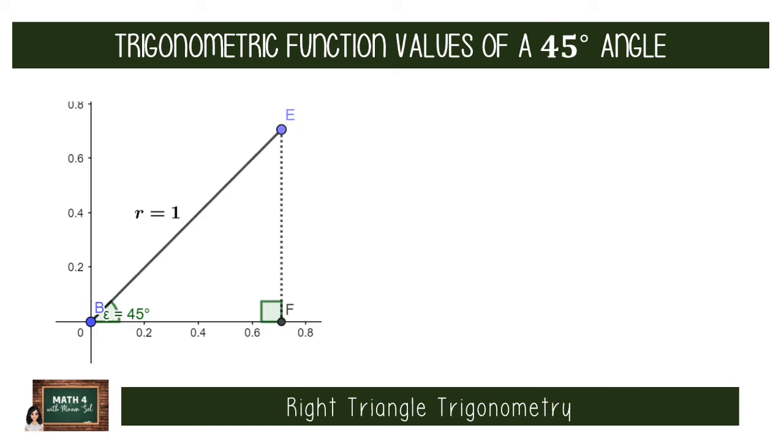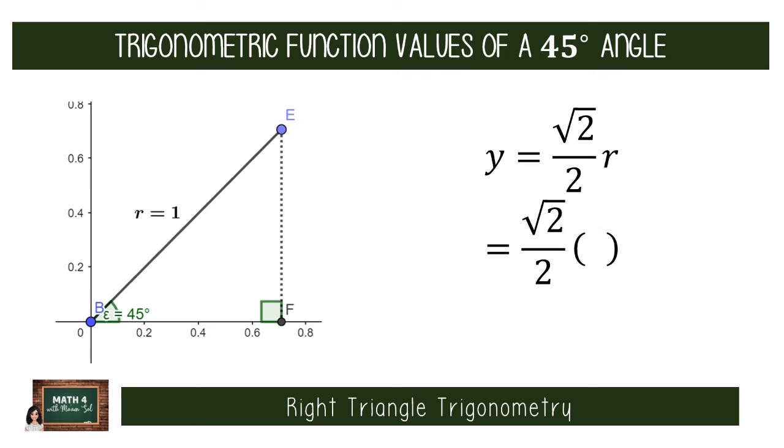Let's also have the trigonometric function values of a 45-degree angle. From our geometry discussion, we know that the side opposite the 45-degree angle in a 45, 45, 90 triangle is the square root of 2 over 2 times the hypotenuse. Thus, y is equal to the square root of 2 over 2 times r, or the square root of 2 over 2 times 1, which is simply square root of 2 over 2.